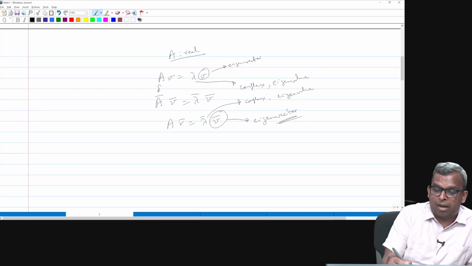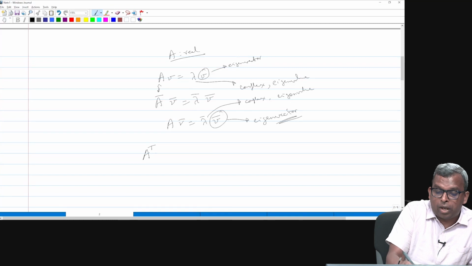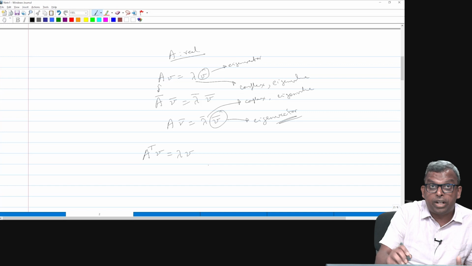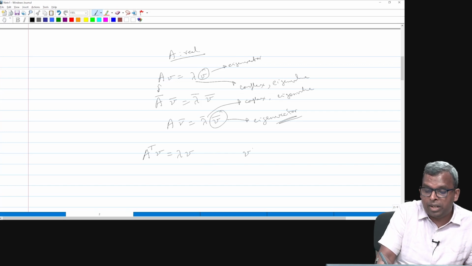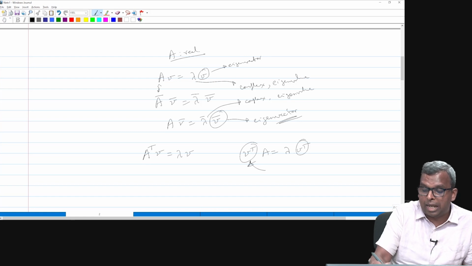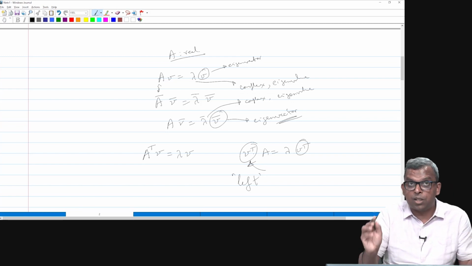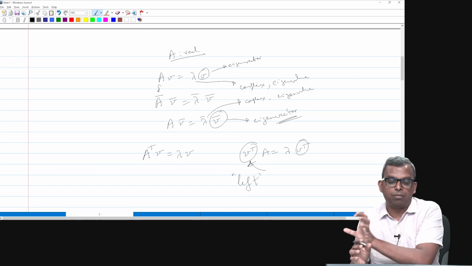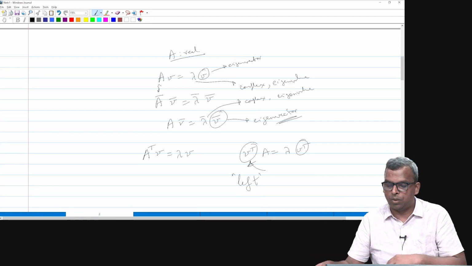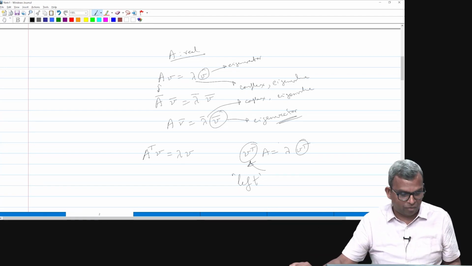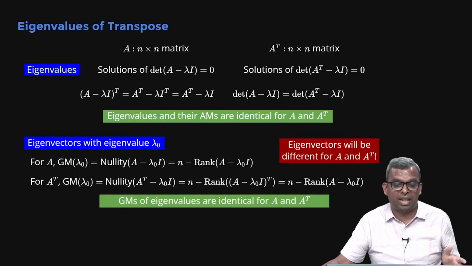Supposing you have a right eigenvector of A transpose: A transpose V is equal to lambda into V. If you take transpose on both sides, what happens? V transpose A becomes lambda into V transpose. Notice V transpose is like a left eigenvector. If you multiply by V transpose on the left, it is invariant: V transpose A becomes lambda V transpose. So, the right eigenvector of A transpose becomes the left eigenvector of A.